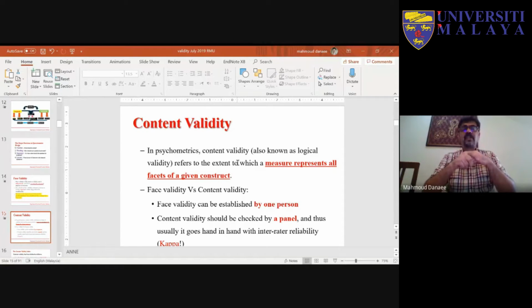How many types of questionnaires do we usually use in research? Sometimes we develop, sometimes we adapt, and sometimes we adopt a questionnaire. Can you tell me what is the difference among these three types of questionnaire? Development of questionnaire, adaptation, and adoption.